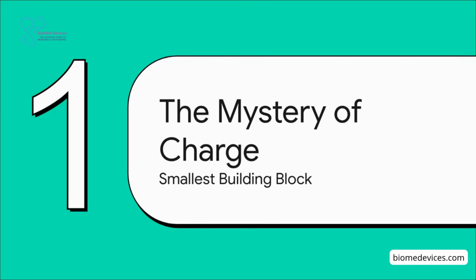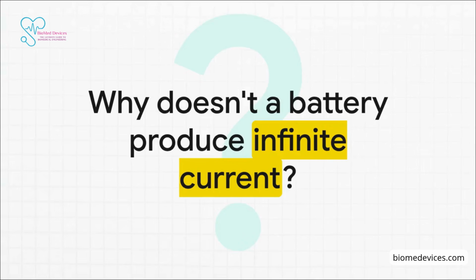Right, let's get into section 1, the mystery of charge. Before we can even think about building a circuit, we need to understand the absolute smallest building blocks of electricity. I want to start off by posing a bit of a curious question to you. If a battery is a source of electrical energy, why doesn't it just produce an infinite amount of current the very moment you connect a wire across its terminals? I mean, what is actually physically stopping the electricity from just flowing all at once in a massive instantaneous flash?